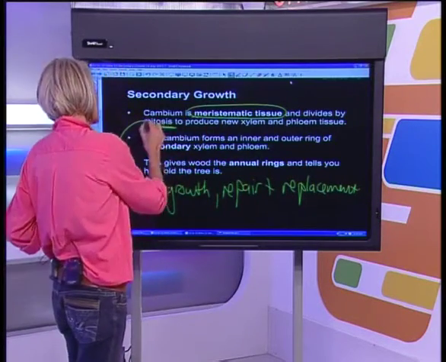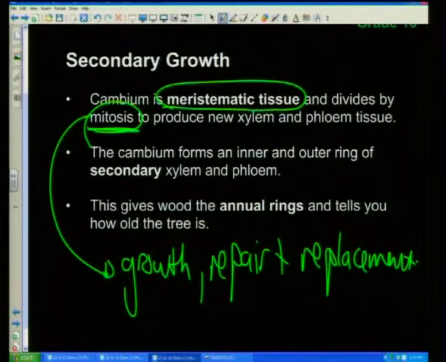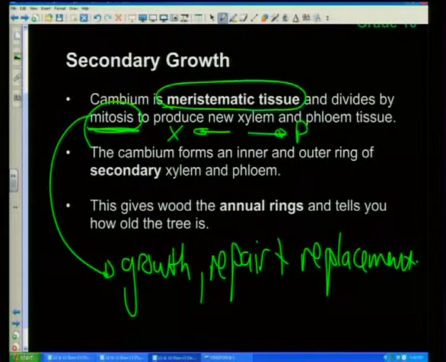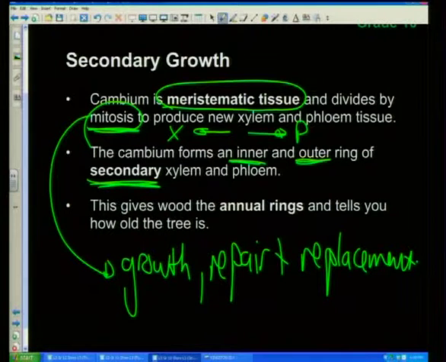Meristematic tissue divides by mitosis. Why? It's going to make new xylem, pushing towards the inside, and it's going to make more phloem, pushing towards the outside. Now remember, it's going to form the inner and outer rings, which are going to result in secondary thickening. And that gives you your annual rings.